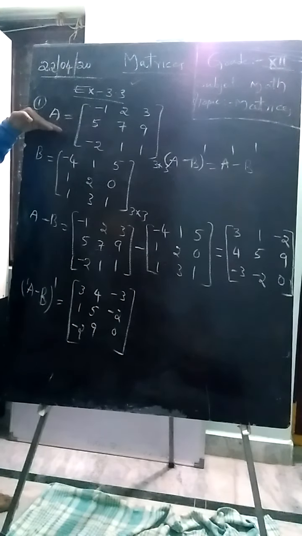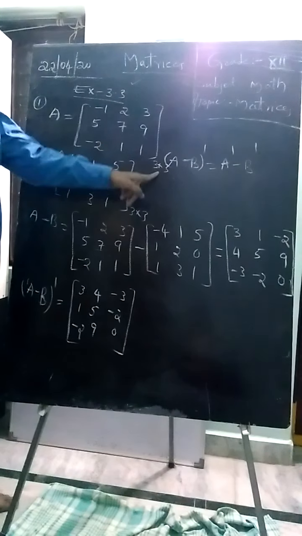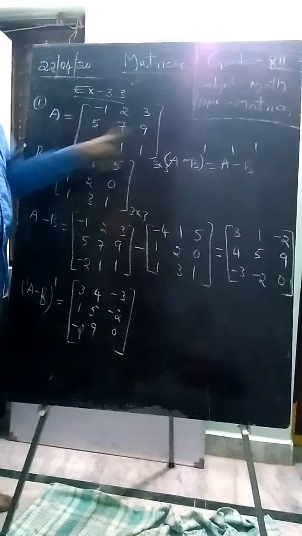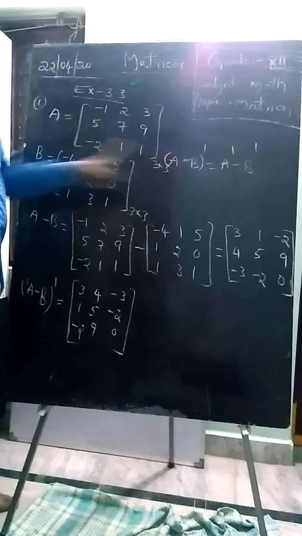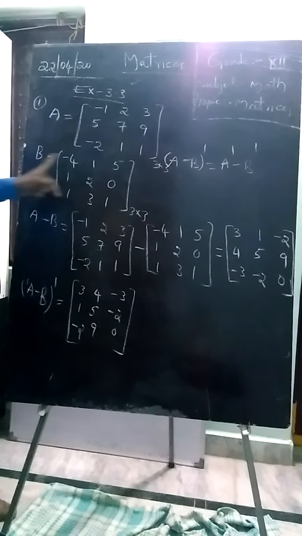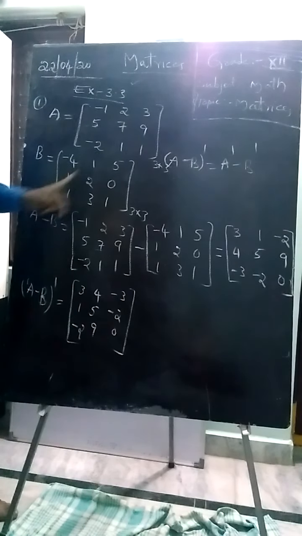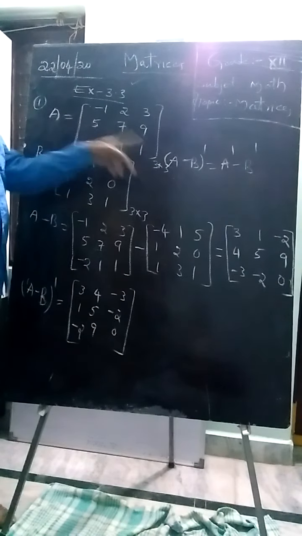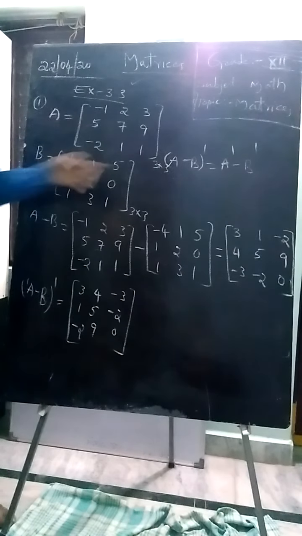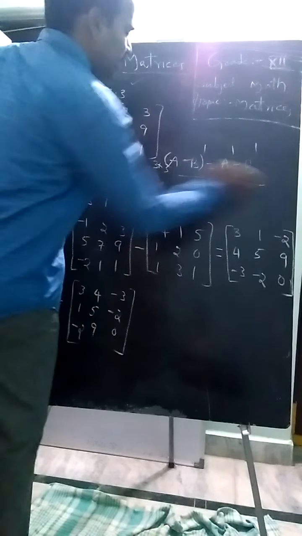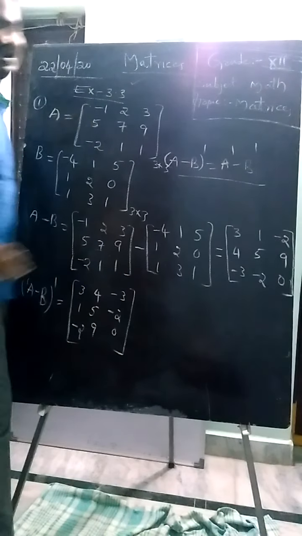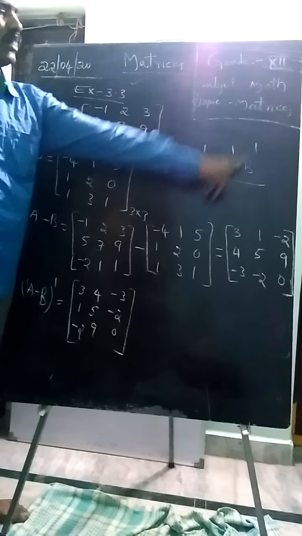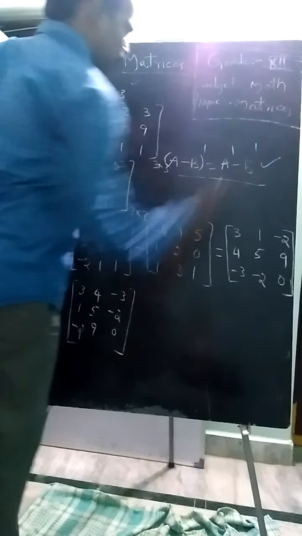Let us consider matrix A as 3 by 3, which is a square matrix: minus 1, 2, 3, 5, 7, 9, minus 2, 1, 1. And let us take matrix B as minus 4, 1, 5, 1, 2, 0, 1, 3, 1, which is of order 3 by 3. Because if both have the same order, then only we can apply this property of transpose of matrices: A minus B whole transpose equals A transpose minus B transpose. We have to prove this property.